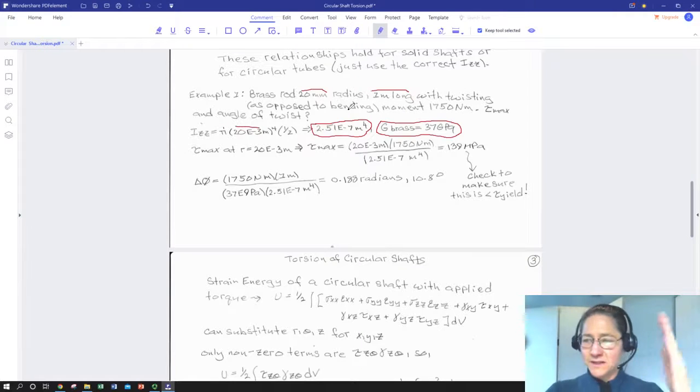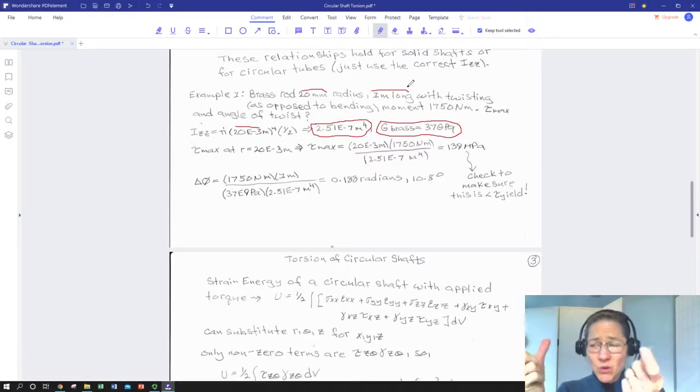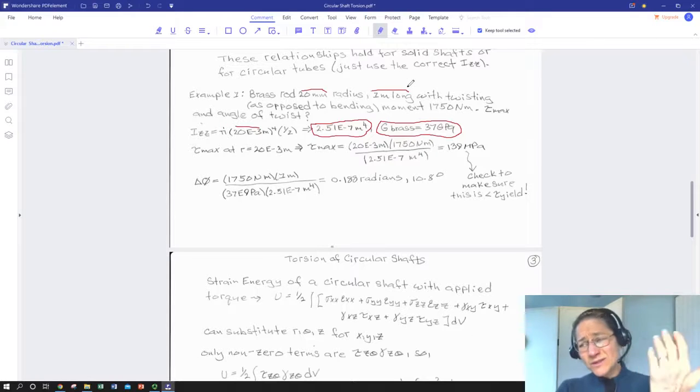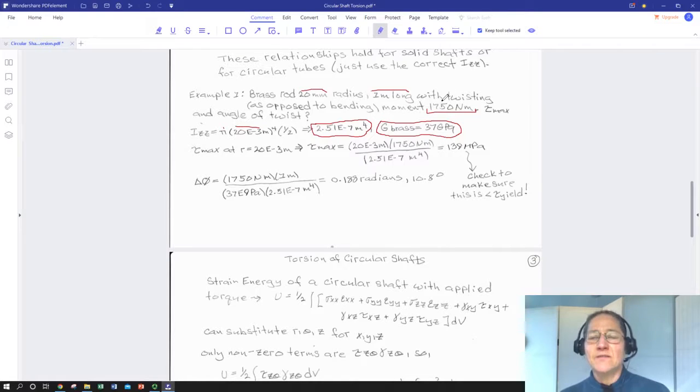We're assuming that this is being held up and that there are no bending loads. I mean, obviously the shaft has weight and it's being supported between two bearings. There's a little bit of bending, but we're assuming it's driving something. And so the twisting moment, the moment in the z direction along the axis, is huge compared to any flexural moments. So it's 1750 Newton meters.